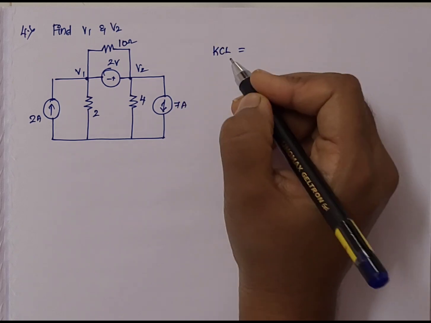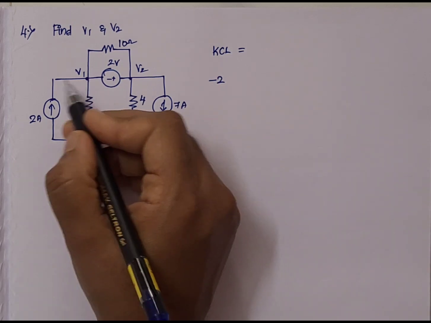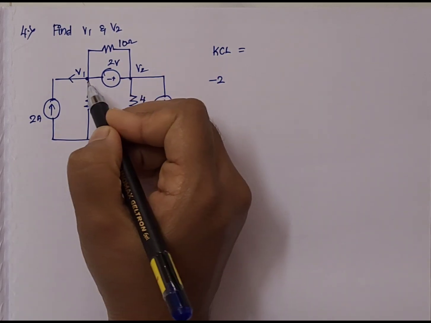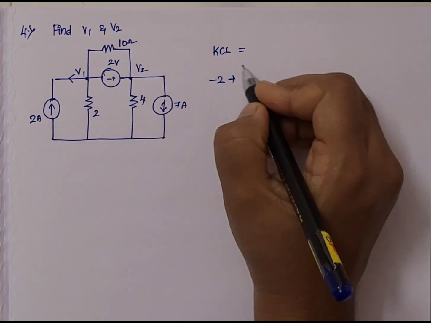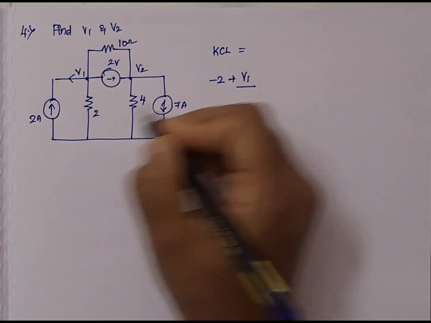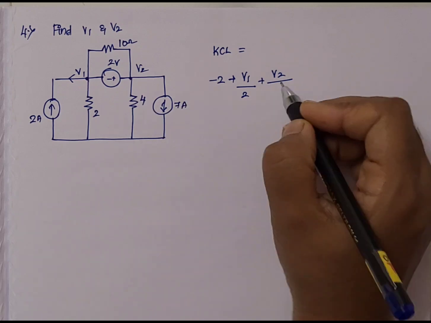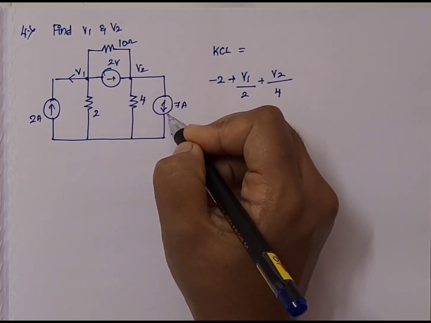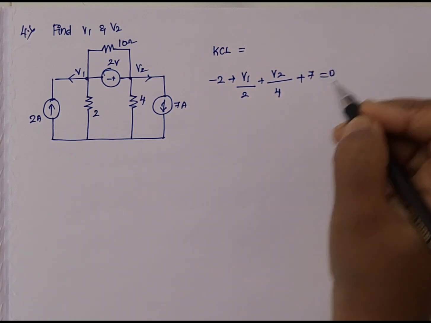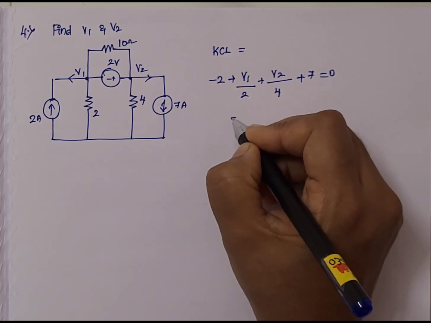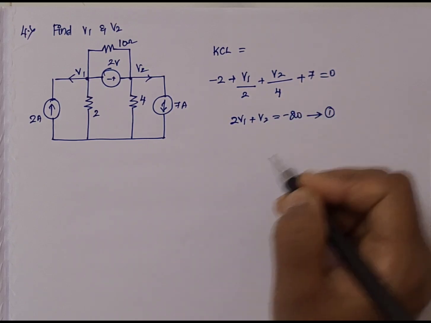So applying KCL, we will get the value of current as -2, since it is flowing in the opposite way, because the current will be considered in this direction and it is in the opposite way. So -2 plus the voltage at this particular junction V1 divided by R value, which is 2, plus here it is V2 divided by R value 4, plus we have a current source and it is flowing in the same direction, so it is +7, which is equal to 0. Solving this, we will get 2V1 plus V2 equal to -20. Let this be our first equation.